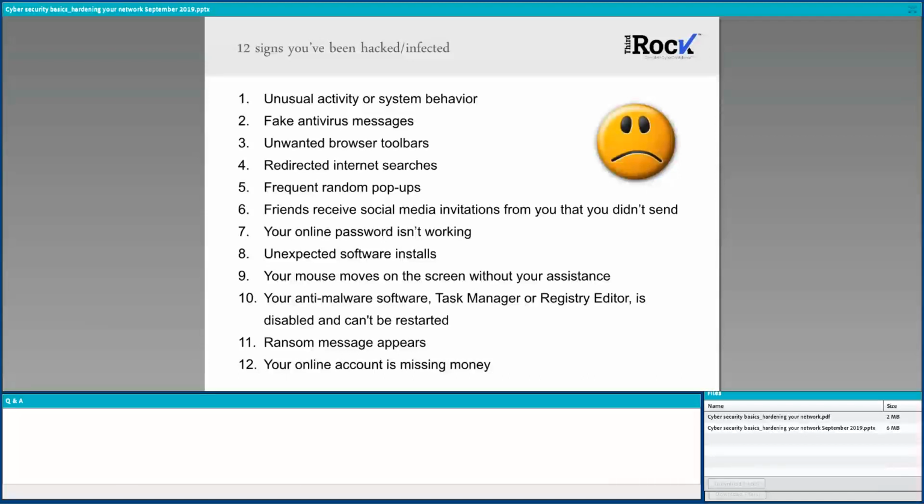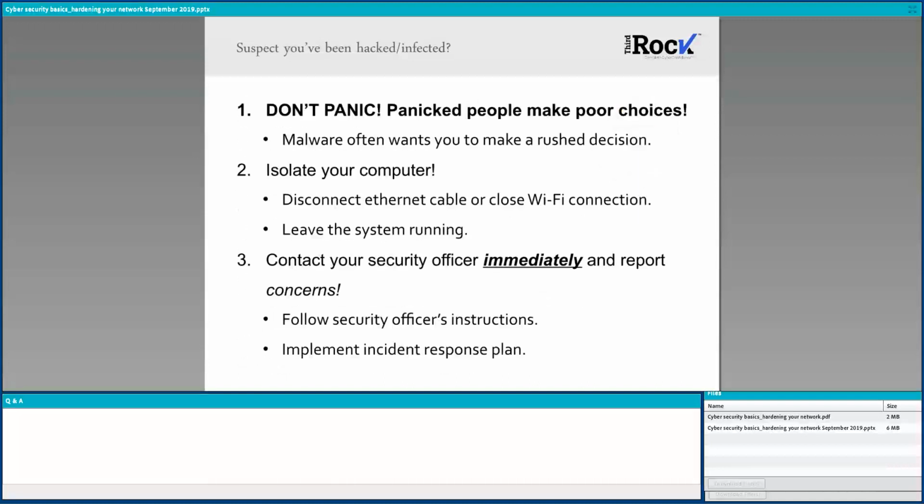If your anti-malware software or task manager stops working, I had this happen to my laptop. I left it on while I went out to dinner at a hotel, and somebody hacked into my system and I had to wipe the disk and start over. Ransomware messages, that's obvious, and then money missing out of your account, that's always, again, another bad sign.